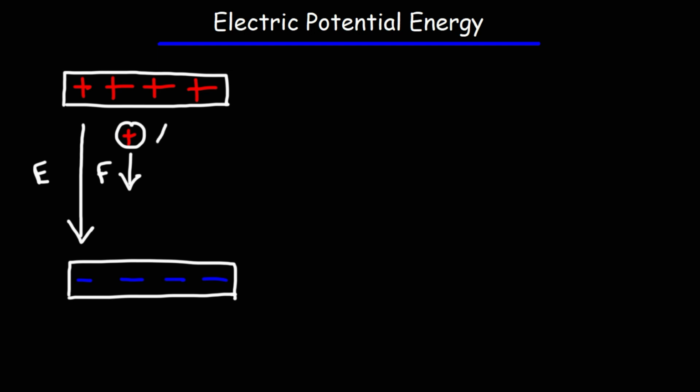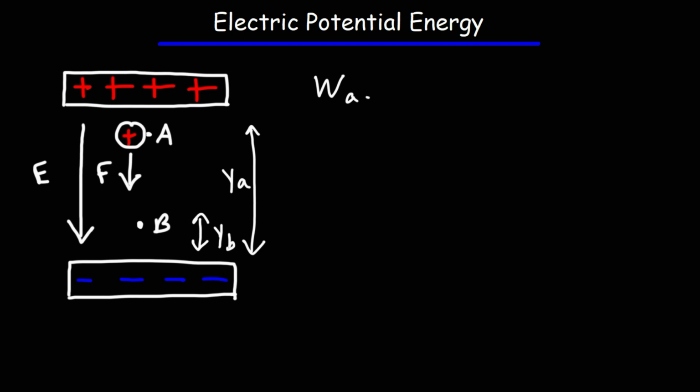Now let's say this is point A and the charge is moving to point B. How can we determine the electric potential energy at each of these points? So let's say that point B is at a position YB above the negatively charged plate, and point A is at a position YA above the negatively charged plate. So here's what we can do to come up with a formula to calculate the electric potential energy. So we're going to start with this.